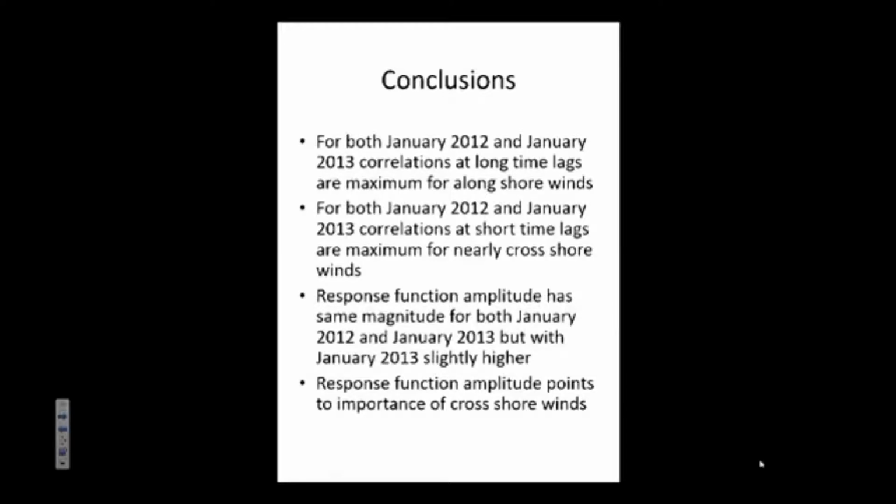You expect cross-shore winds to become important for fast-moving storms, for example. In 2012-2013, the surges were representative of extratropical cyclones, slow-moving low-pressure systems. The response function amplitude has similar magnitude for January 2012 and 2013, but it is somewhat slightly higher in 2013.